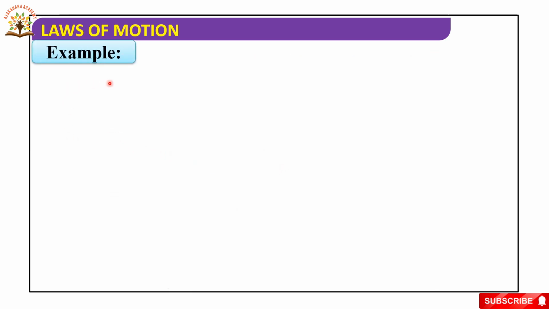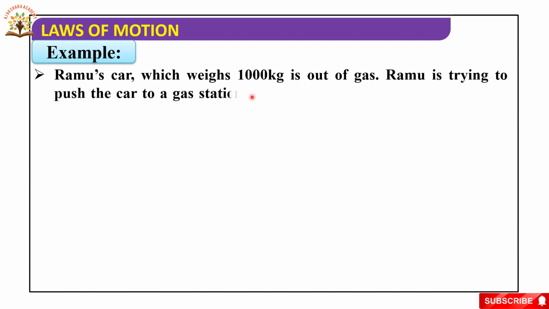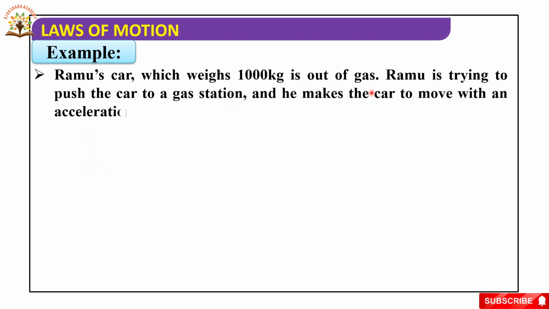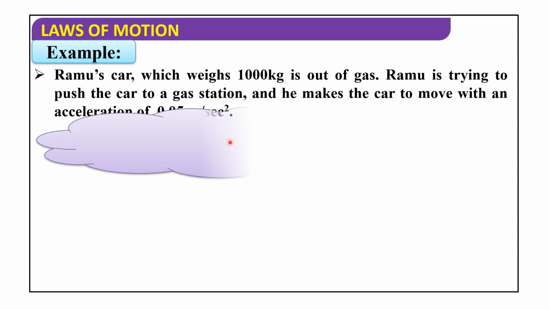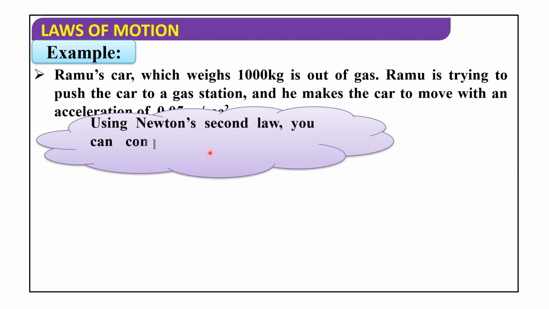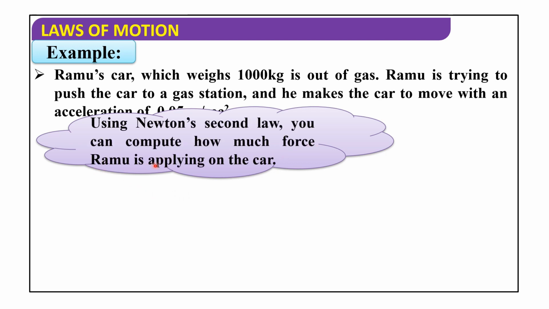Now let us discuss examples. Ramu's car, which weighs 1000 kilogram, is out of gas. Ramu is trying to push the car to a gas station and he makes the car move with an acceleration of 0.05 meter per second square. Using Newton's second law of motion, you can compute how much force Ramu is applying on the car.